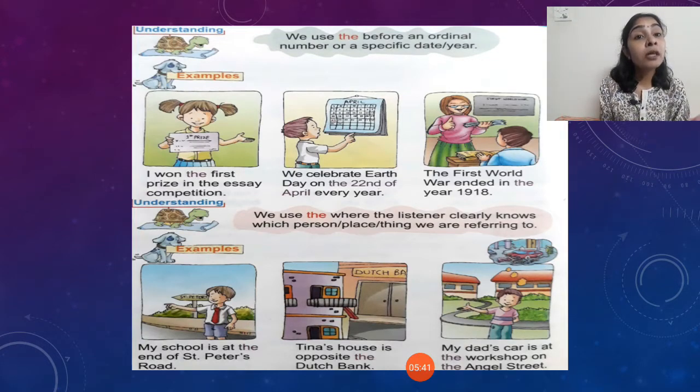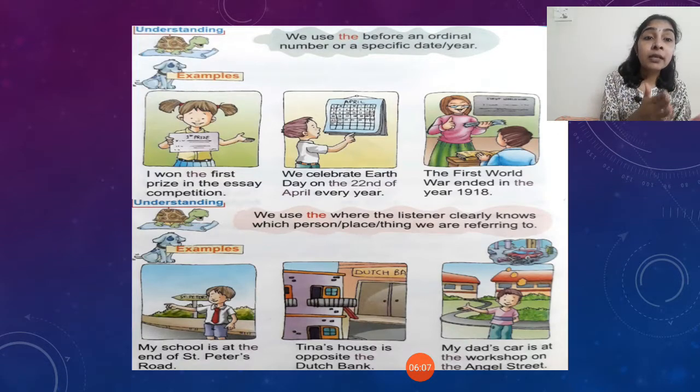Next, we use "the" where the listener clearly knows which person, place, or thing we are referring to. Already it is clear to the person, then also we will use "the" for it. That means it is definite, and when it is definite, then we are using "the". My school is at the end of St. Peter's Road. So the end, it is definite. Next, Tina's house is opposite the Dutch Bank. Now everyone knows the Dutch Bank, a particular person to whom we are speaking may be knowing it. So the Dutch Bank.